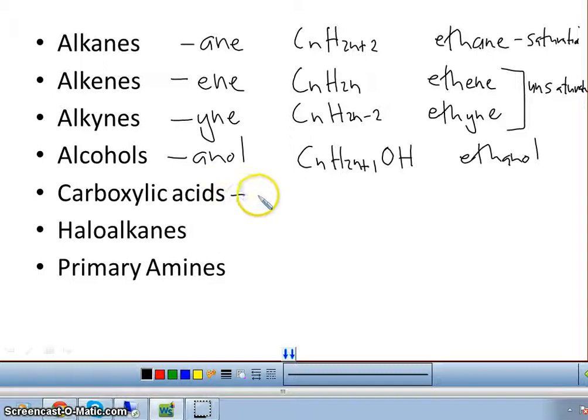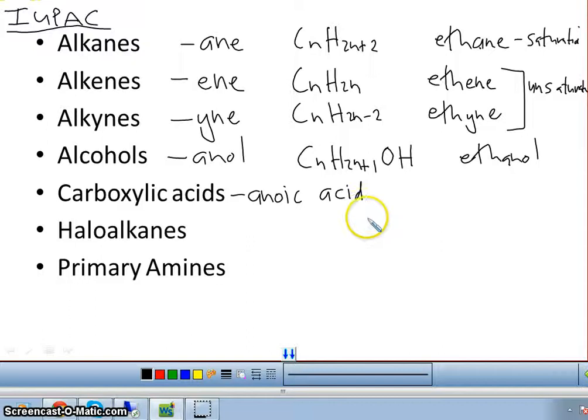Carboxylic acids, anoic acid. Now remember, this is the way that we name them under the IUPAC, and if you want to go find out what IUPAC means, go ahead, it's quite interesting. It's also a good pub quiz question, can be. IUPAC, what does it stand for? So anoic acid, they all have common names, but these are the way that we have to name them, and everyone does it the same around the world. No ifs, no buts, no maybes.